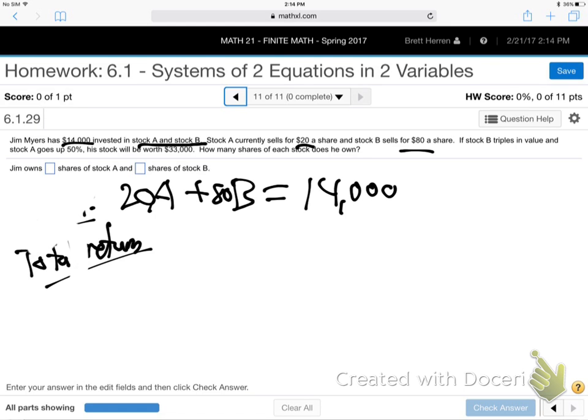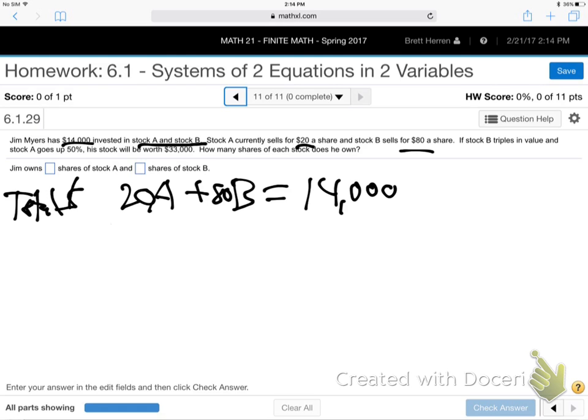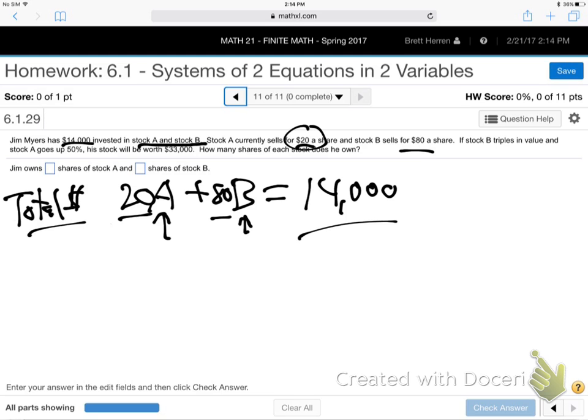Never mind, they're giving me a weird one right off the bat. So that's the total money, isn't it? Does that make sense? It's kind of scribbly. You always have one equation in a money problem that has the total money. However many shares of stock A times $20 per share, plus however many shares of stock B times $80 a share, totals $14,000 worth of stock in A and B. A is worth $20 a share, B is worth $80 a share. That totals $14,000.